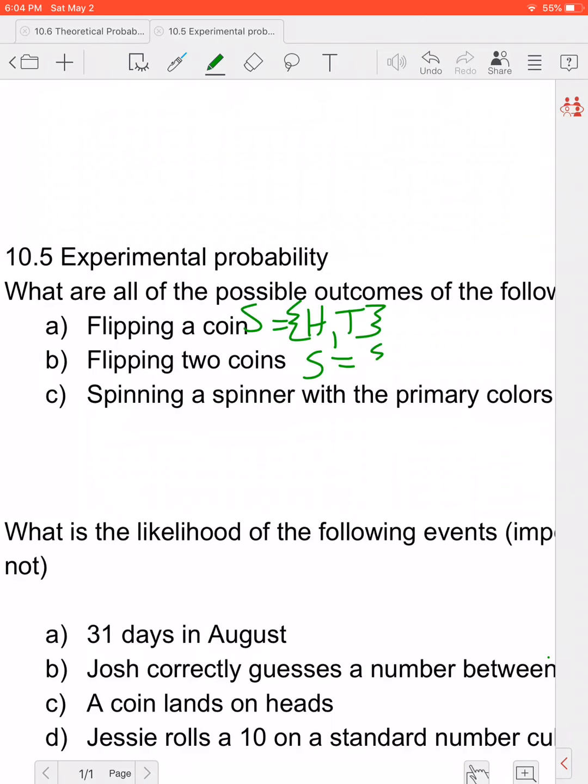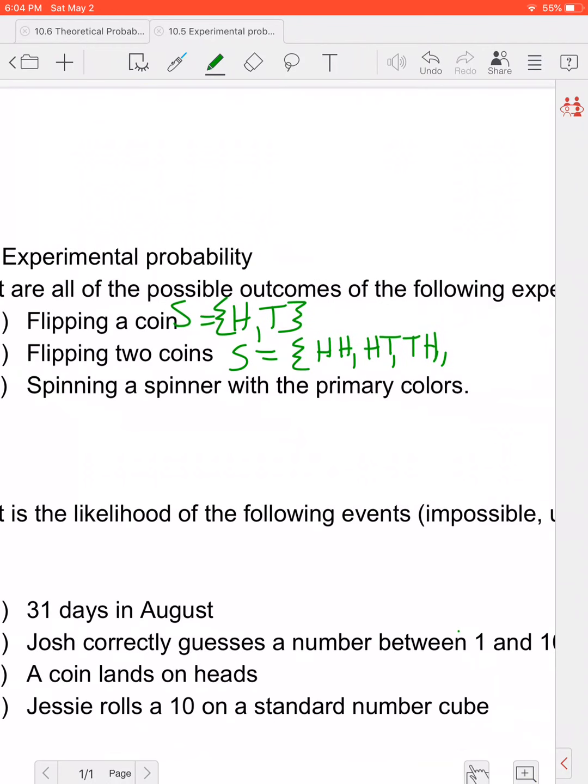So when we're flipping two coins, the first option I could have is the first one could be a head and the second one a head. The first one could be a head and the second one a tail. The first one could be a tail and the second one a head. And then the last one could be two tails. So there's four possible outcomes if I'm flipping two coins at the same time. If we're spinning a spinner with the primary colors, all of our possible outcomes would be blue, yellow, and red, because those three colors can make the other colors.